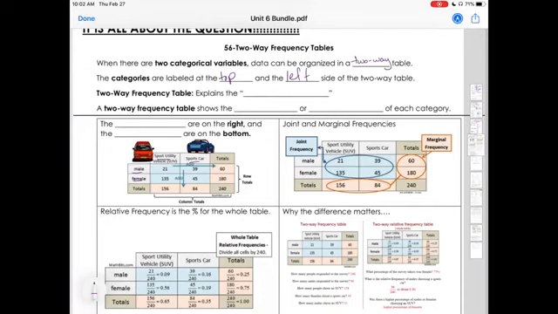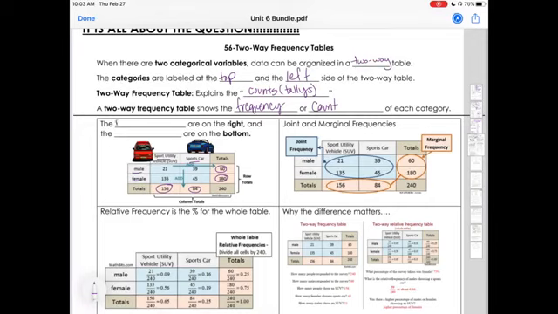Two-way tables explain the counts, meaning like the tally marks. If you asked people a question, it tells me how many people answered what. And then a two-way frequency table also shows the frequency, or the count, of each category. So in the first example, I know there are 60 males and 180 females. I know 84 sports cars and 156 SUVs.